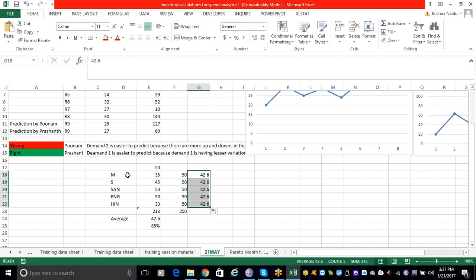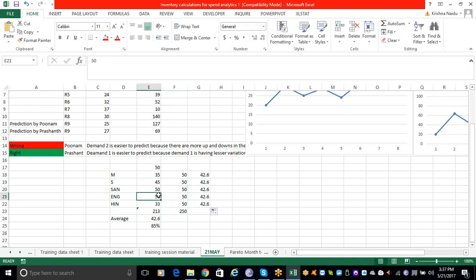But if you look at mathematics, I scored 35, but my average score is 42.6. In Sanskrit, I scored 45, but my average score is 42.6, meaning I'm scoring less than 45. In mathematics, I'm scoring more than 35. Sanskrit, I scored 50 out of 50, but my average is telling that I'm scoring less than 50.